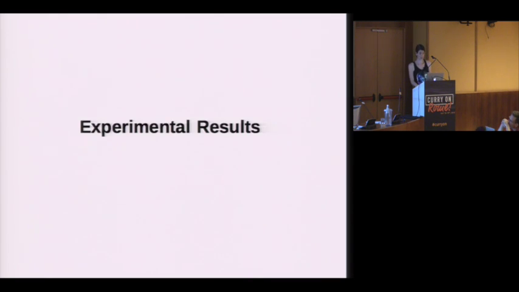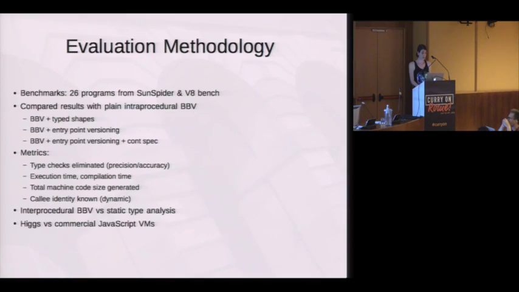So how well does this all perform? Well, we've evaluated this on 26 programs from SunSpider and V8 Bench. We've compared the results of our extensions on three configurations: basic block versioning with type shapes, basic block versioning with entry point versioning, and call continuation specialization. And we've compared that against plain unextended basic block versioning.